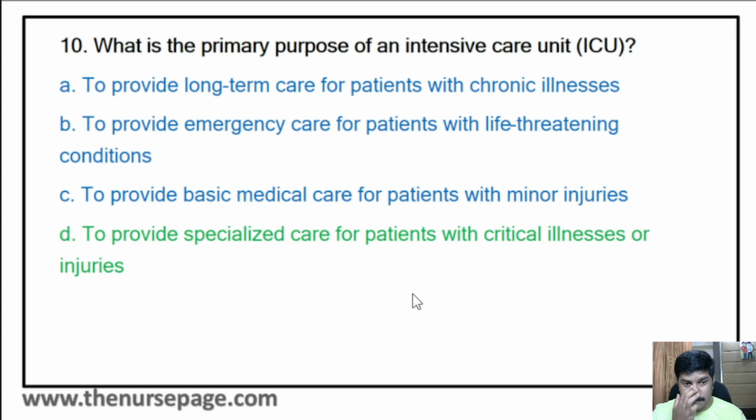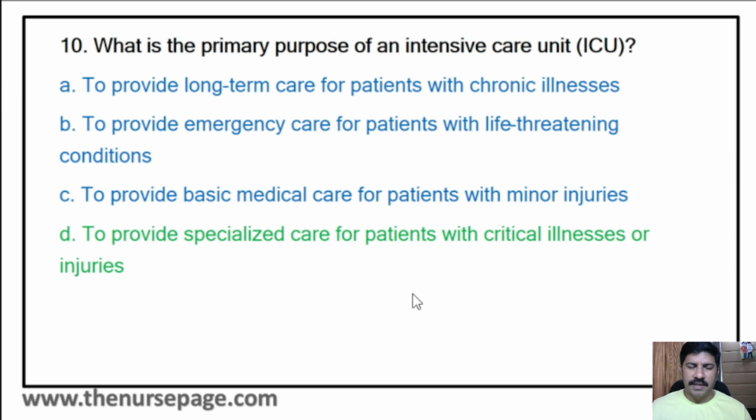So the ICU's main purpose is specialized care. Sometimes it may be a cardiac ICU, specifically for cardiac diseases or disorders, or sometimes a neonatal ICU, specifically for newborns. And sometimes there will be a medical ICU for general medical conditions. Like that, the ICU is for specialized care for patients with critical illness.